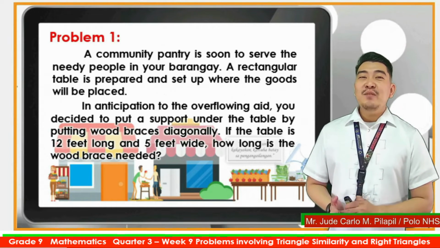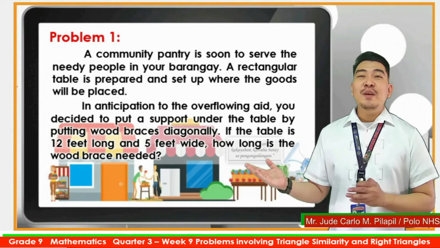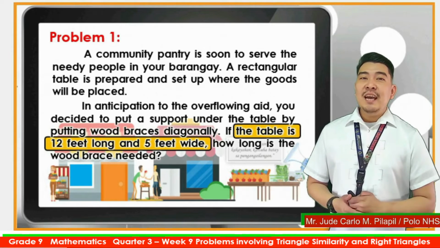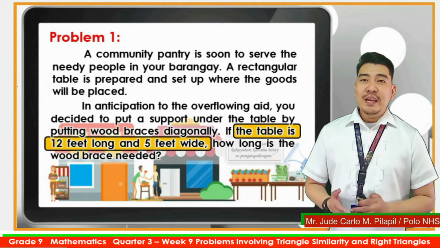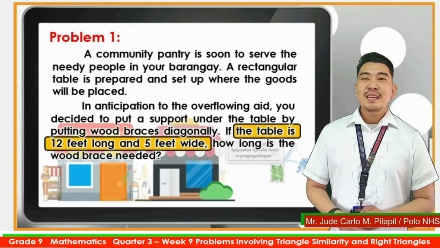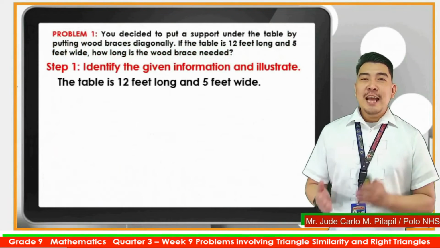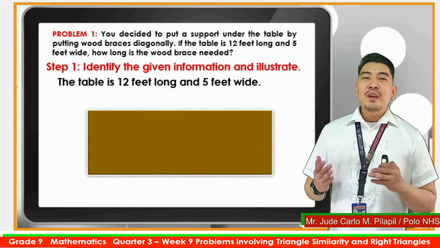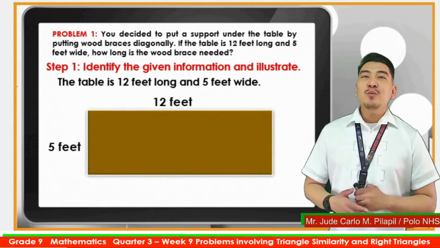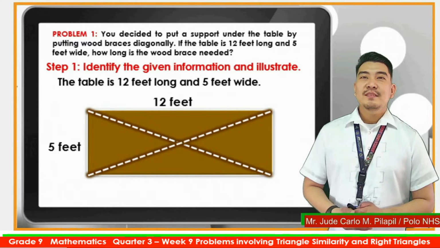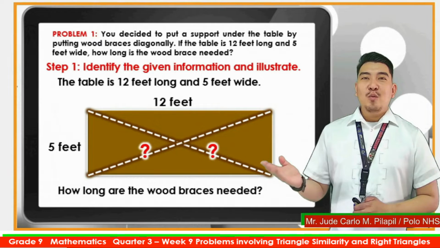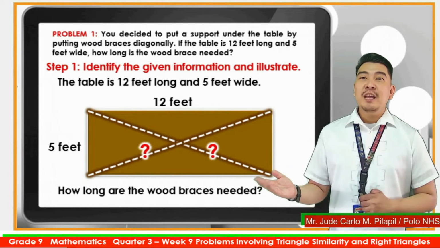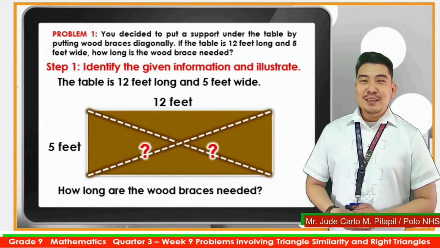Let us identify the given information that we can use in solving this problem. As suggested in step number 1, we are given the length and the width of the table that are 12 feet and 5 feet respectively. Using the given information, the length and the width of the rectangular table, let us illustrate the problem. So we are asked to find the braces that will be put diagonally. So the question marks represent the length of the diagonals or the wooden brace that will be put under the table. Let us proceed to step number 2.